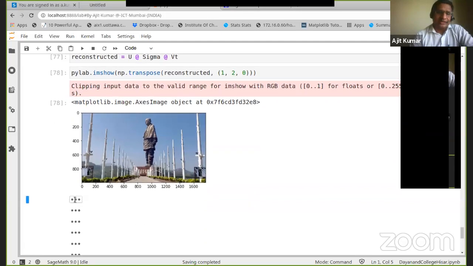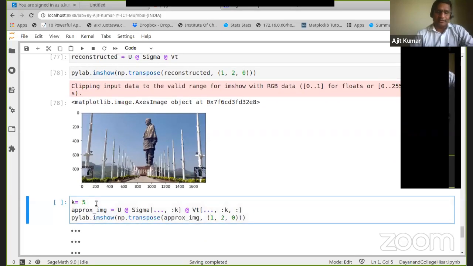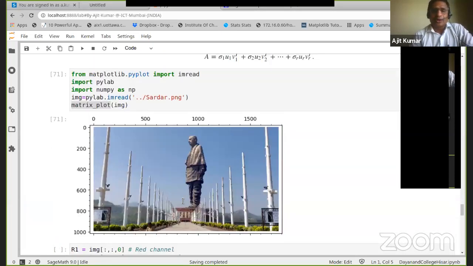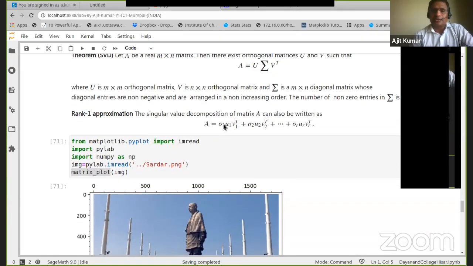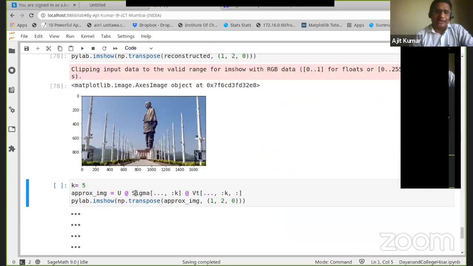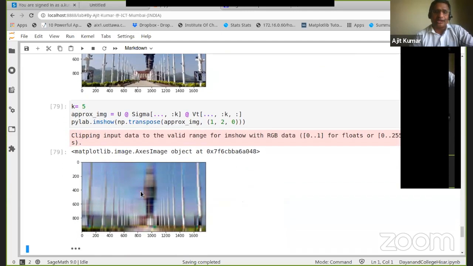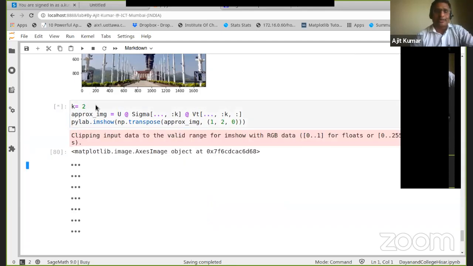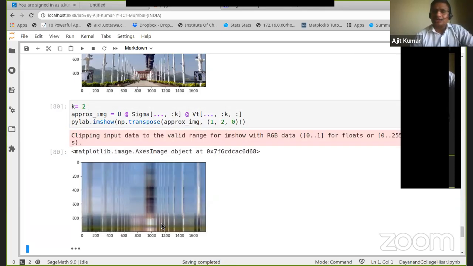Now let us look at, suppose we take only the first five terms of this computation. So sigma 1 to sigma 5, and then multiply 5 columns of u, 5 rows, 5 columns of s, and 5 rows of v, right? And then see what image you are going to get. So this is approximated. You can see here, let me say only 2 of them I am taking. You can hardly make out what this image is.